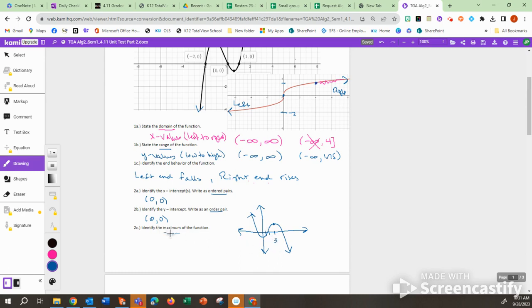It says identify the maximum of the graph. So the maximum would be at, let's say this is 2, the point (3, 2). Again, a max is any mountaintop. And if they asked you for a minimum, it would be any valley, any little dip in your graph.